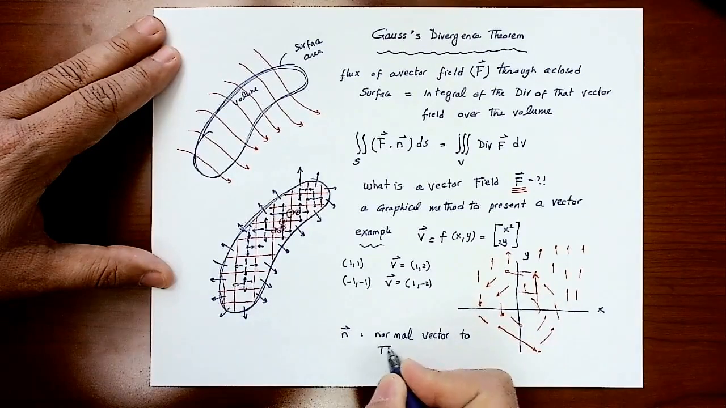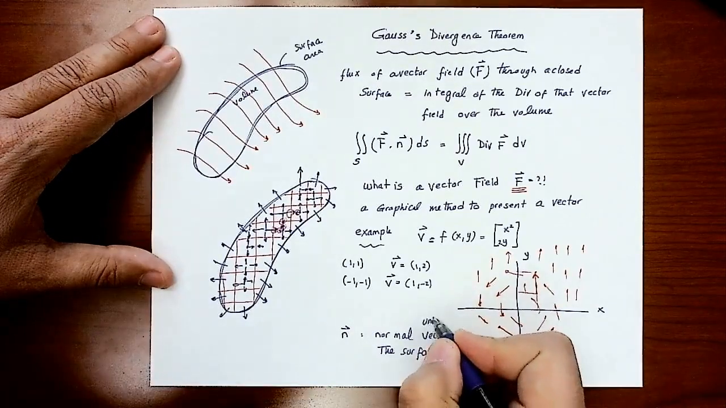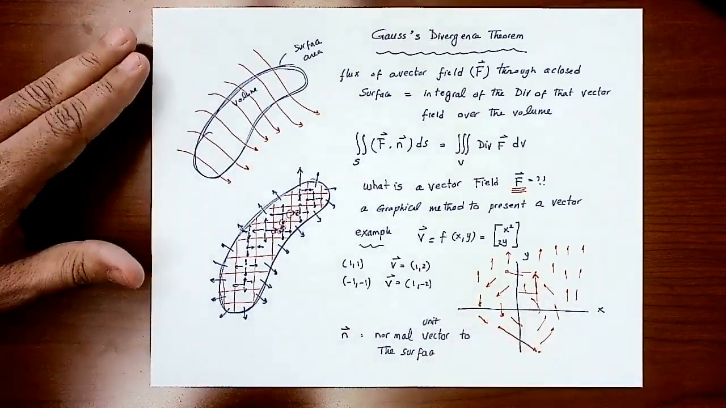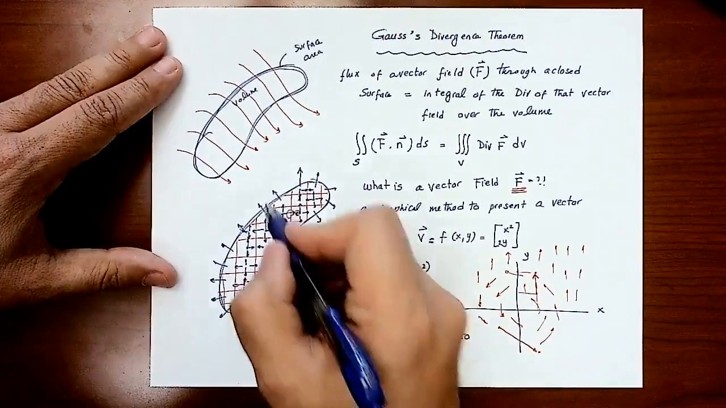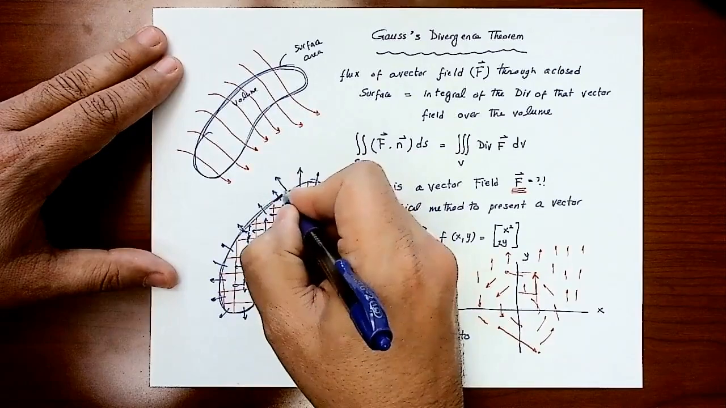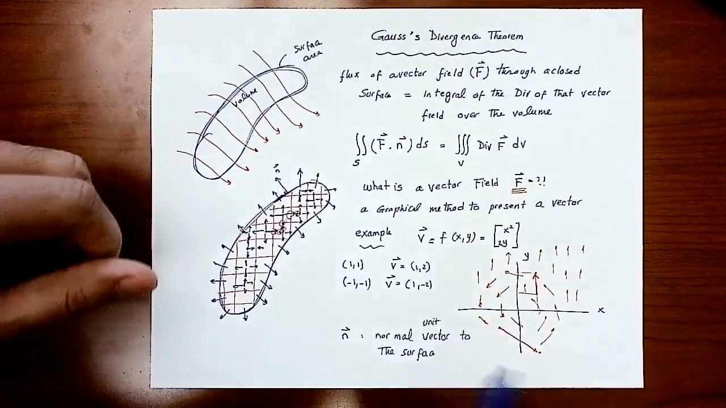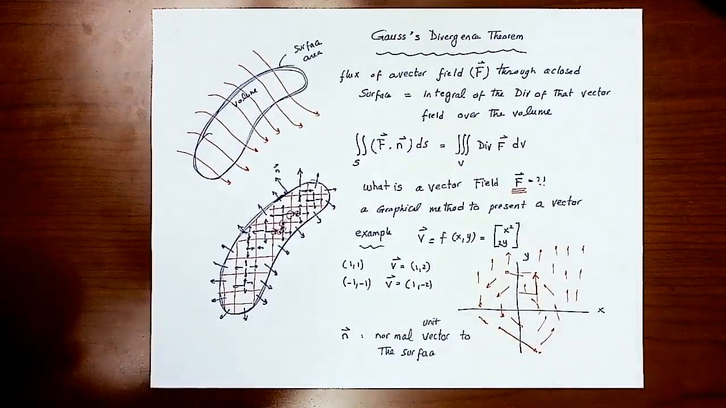to the surface. It's the normal unit vector to the surface. So if you pick any piece here and you draw a unit vector that's normal to that surface, that's the vector n here. Okay, so why do we need that unit vector n normal to the surface?